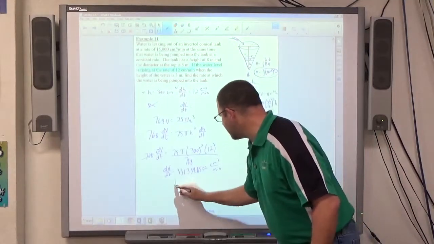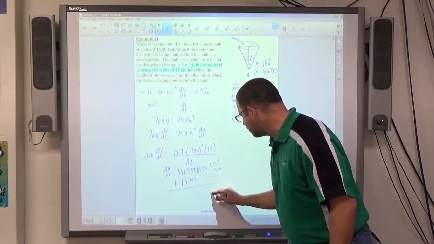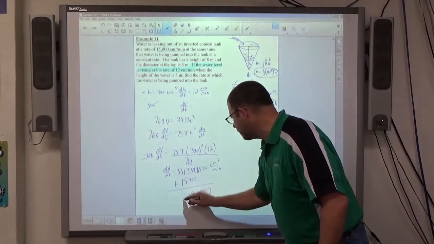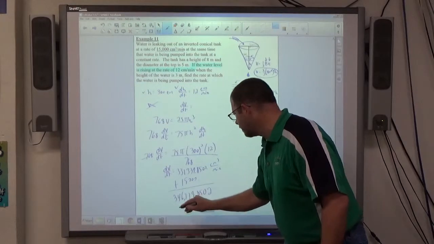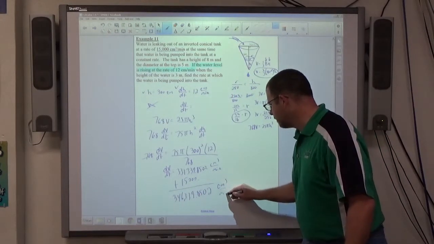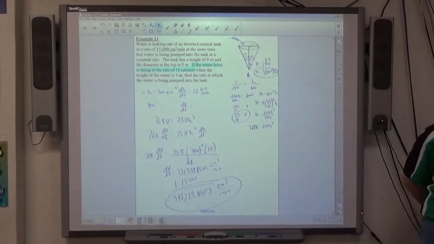So plus 15,000. Use good decimal addition facts. 346,339.8502 cubic centimeters per minute is what would have to be pumped in order to account for everything that's happening in this problem.